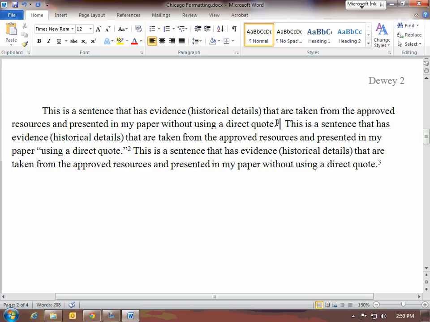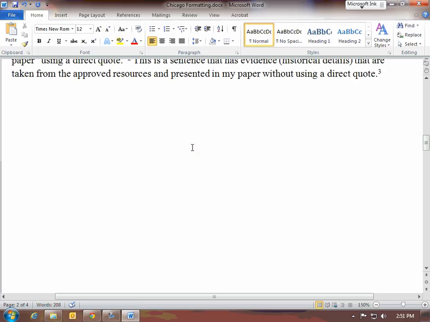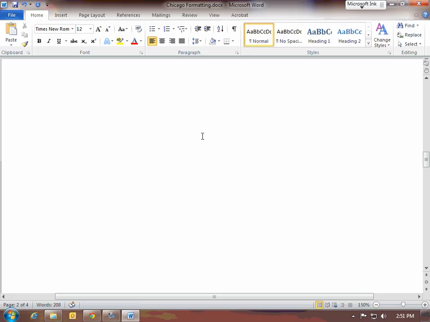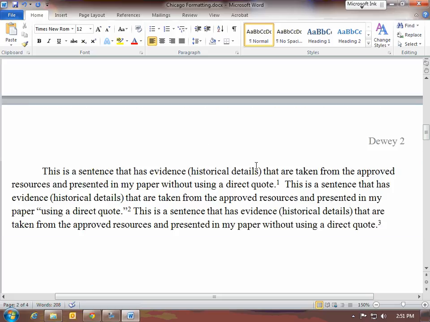These numeric subscripts then relate to your notes page. So number 1, Frank Kidner, Making Europe, is where the evidence in this sentence is coming from, being identified with subscript number 1.